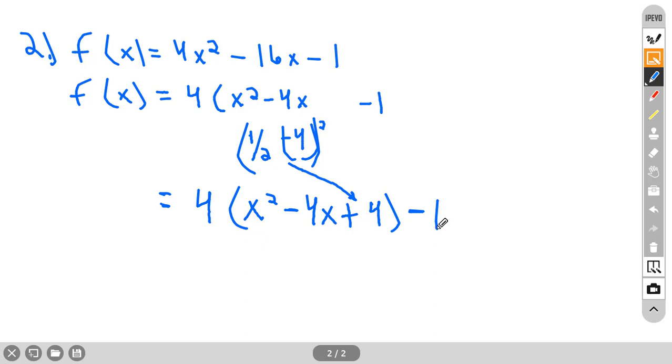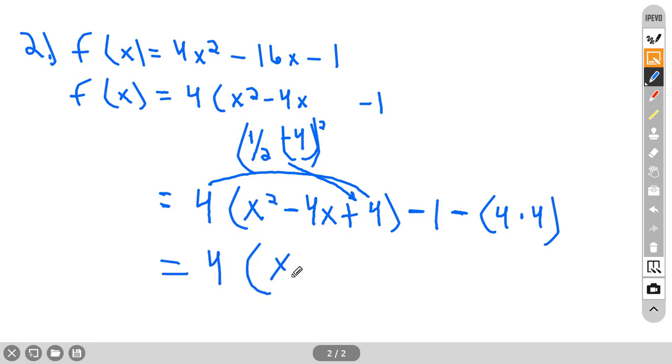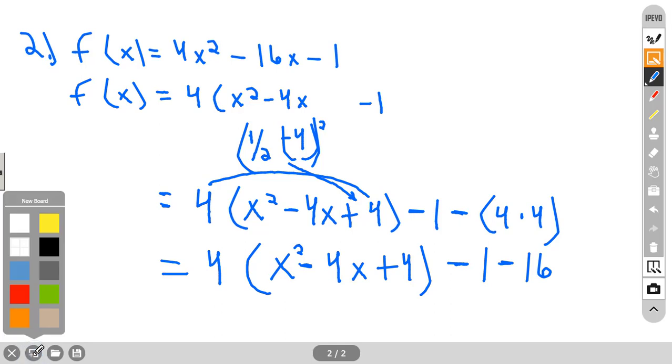Now when I add the 4 to my equation, I have to make sure that I balance my equation. But I'm not only just adding 4, I'm also adding this 4 times 4. So that's actually adding 16. So to balance my equation, I need to minus 4 times 4. So I end up with 4 times x squared minus 4x plus 4, minus 1 minus 16.